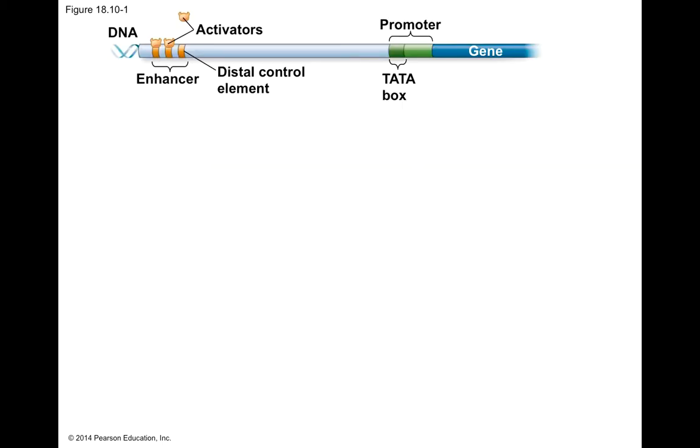Here we have a gene with a distal control element. Let's just pretend for the sake of space that this is way far upstream of the gene. The distal control element can also be referred to as an enhancer. In this example, the enhancer has 3 regions where activators can bind. And when activators bind to the enhancer, this sets off a series of protein interactions to stimulate transcription of a gene.